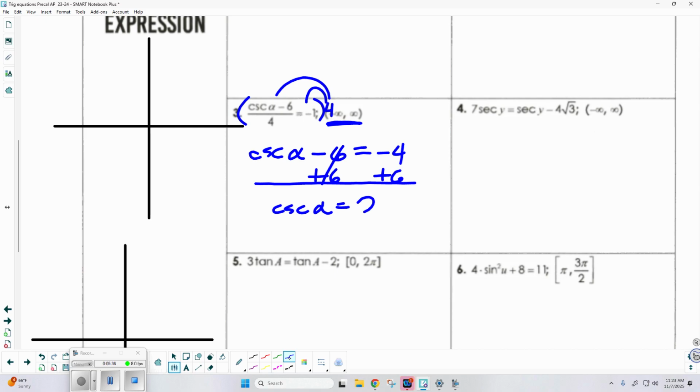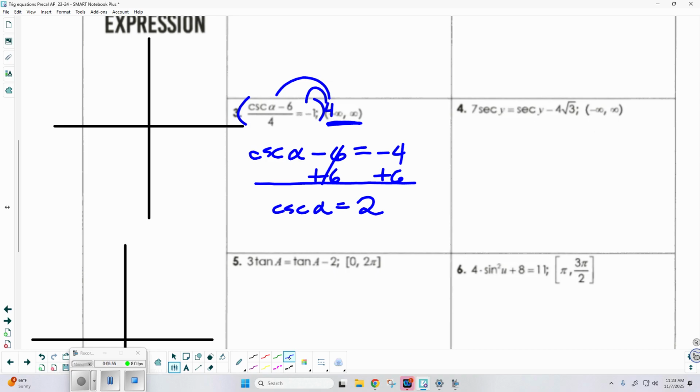Negative 4 plus 6 is 2. Right there, that's half your problem. First half of the problem, I've got to isolate my trig function. Questions on that? Just like you're solving an equation.